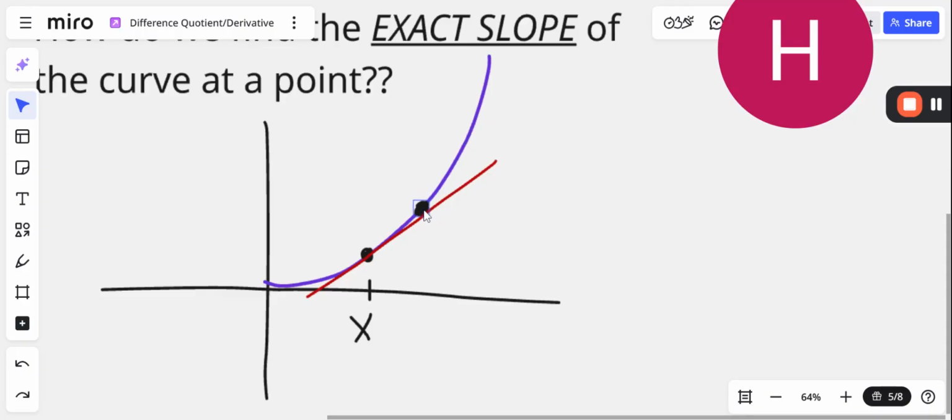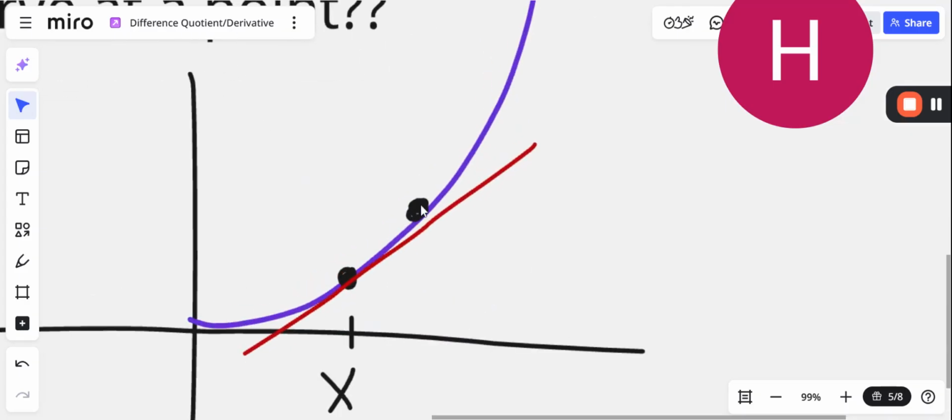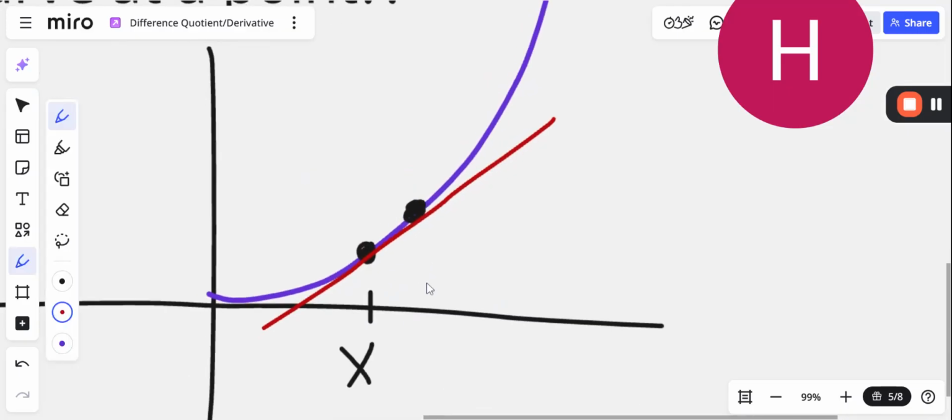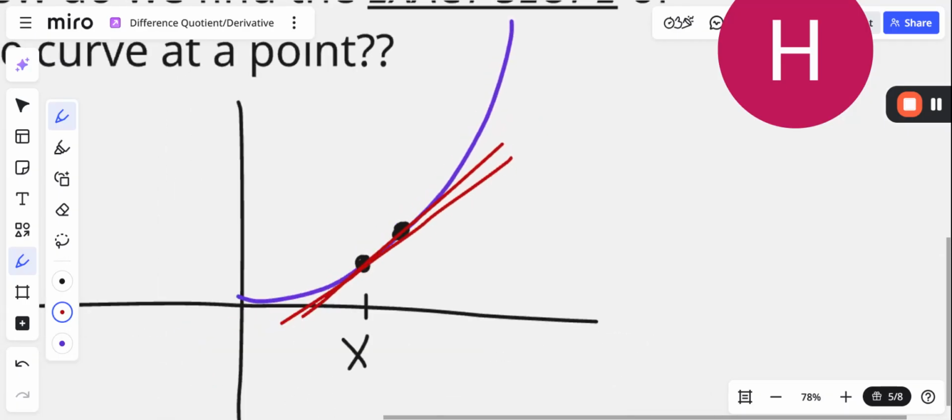See that? I have to move this point a little bit closer. If I move this point closer, what starts to happen? Take a look at the quote-unquote average slope. See how that's becoming much closer to the tangent slope? I'll show you. I'm gonna move the point away again.